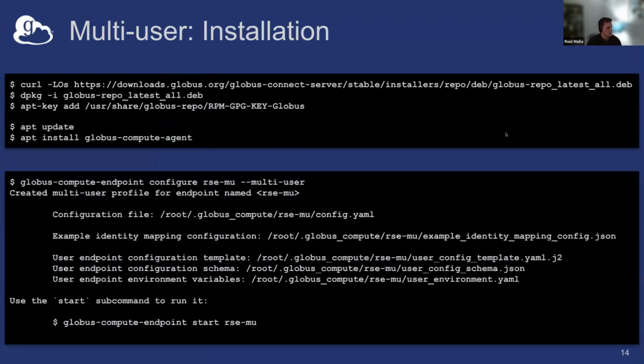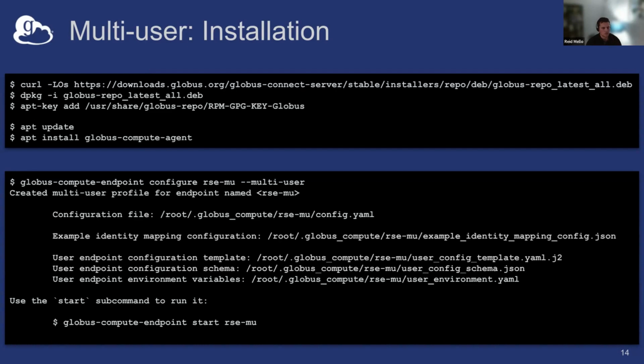The next step is to configure a multi-user endpoint. Same process as the single user, except I'm going to specify the --multi-user flag. This is going to create the standard endpoint configuration file, but then it's going to create a bunch of other files that are specific to multi-user.